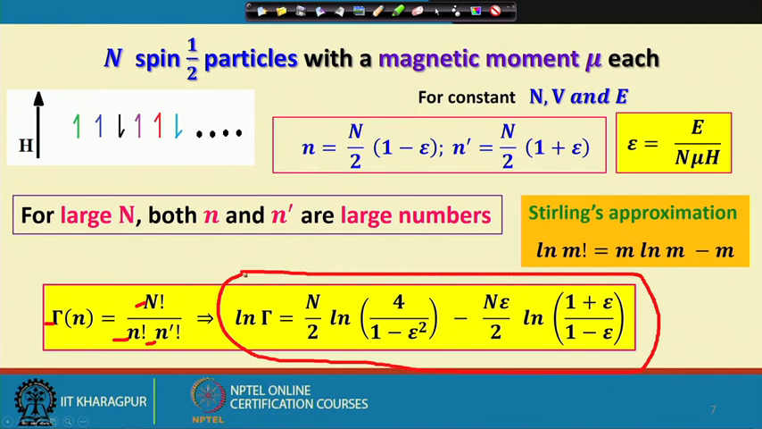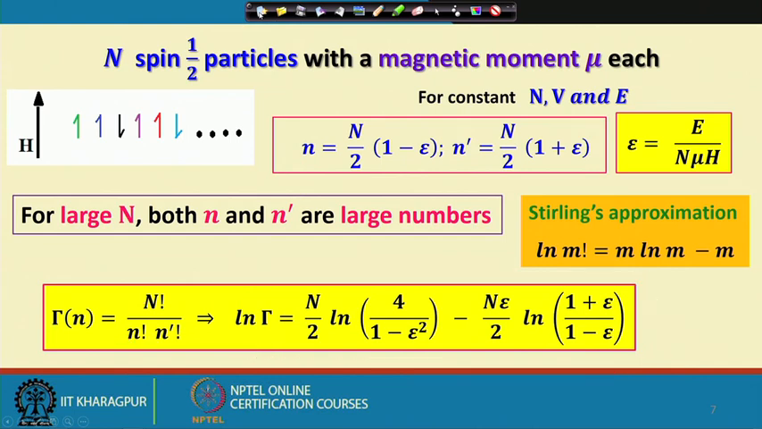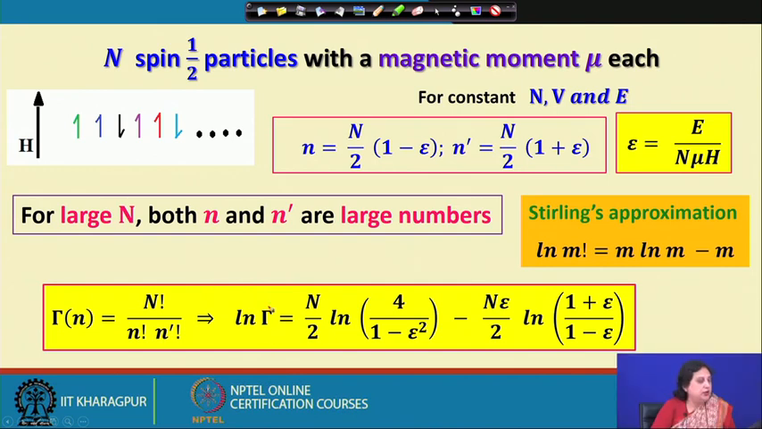So, let us have a look at this particular equation. What is it that we have achieved? We have achieved the estimation of the number of microscopic states possible for a given system with a constant value of E, V and N. And this expression tells me how many microscopic states are possible if I try to represent the system in terms of a collection of up and down spins.